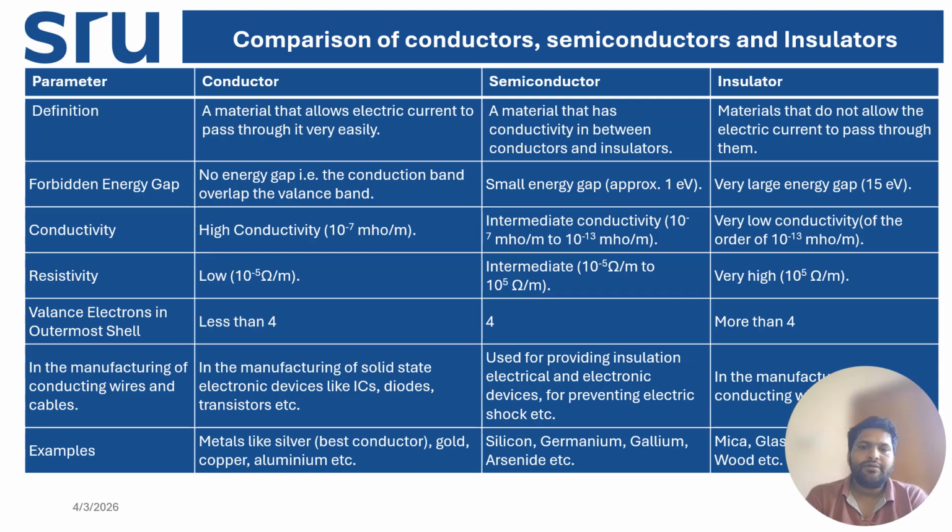Gold, copper, aluminum, etc. Examples of semiconductors are silicon, germanium, gallium arsenide, gallium nitride, gallium phosphide. So these are the examples of semiconductor. Insulators are plastic, mica, wood, rubber. These are the examples of insulators.